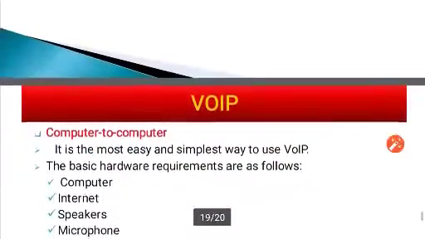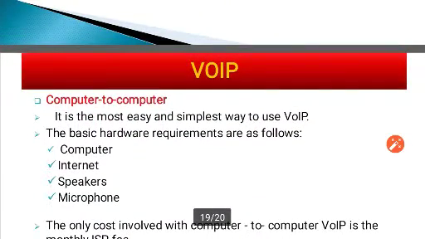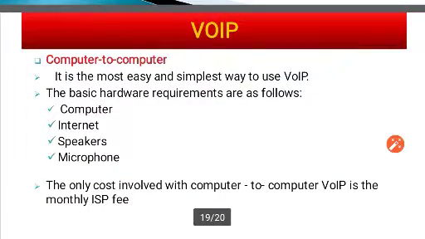Now the next one we have got is computer to computer. This is the simplest method of VoIP. For this we require a computer, internet, speakers, microphone, and it is the cheapest way of IP, and it only requires a particular amount of fees that has to be paid to the ISP, the monthly connection amount.